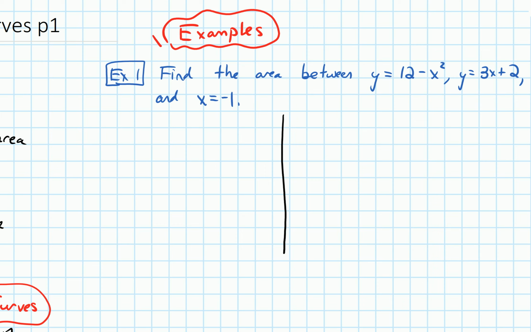So I'm going to draw some axes here. And let's first draw y equals 12 minus x squared. And everything here I think is simple enough where I could draw it without a graphing calculator. So y equals 12 minus x squared is a downward facing parabola. So that would look something like this. I know it's a parabola because it's a quadratic. I know it's downward facing because there's a negative coefficient in front of x squared.